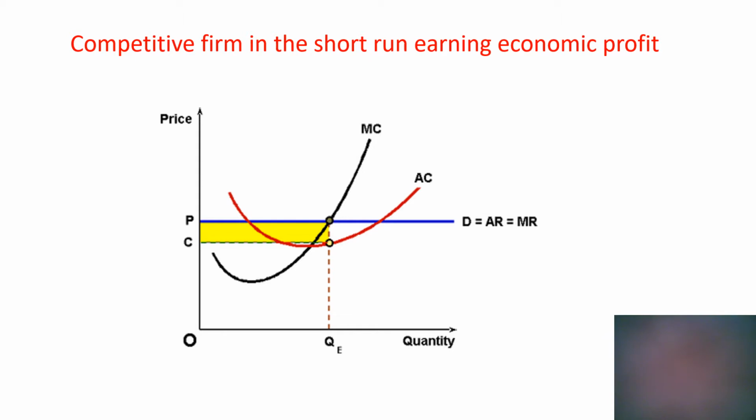If a firm is earning pure economic profit in the short run, we're talking about a firm in pure competition. We see that their profit maximizing output is at QE, and we recognize that they will maximize profit where marginal revenue equals marginal cost. We drop down a vertical line to the horizontal axis where that vertical line intersects the average cost curve. That's where we can now calculate what the profit is for the firm. The profit is shown in yellow.